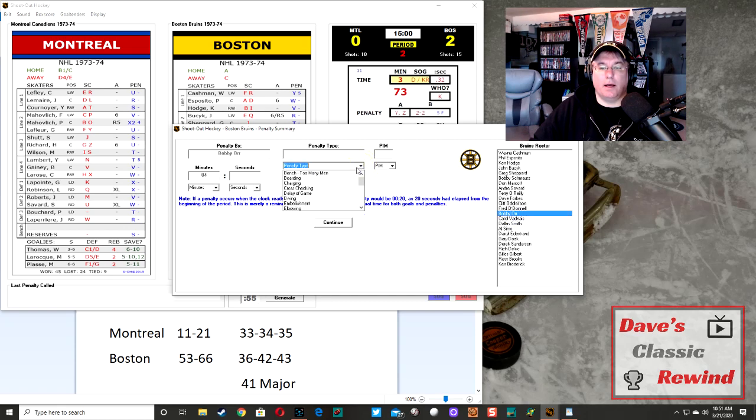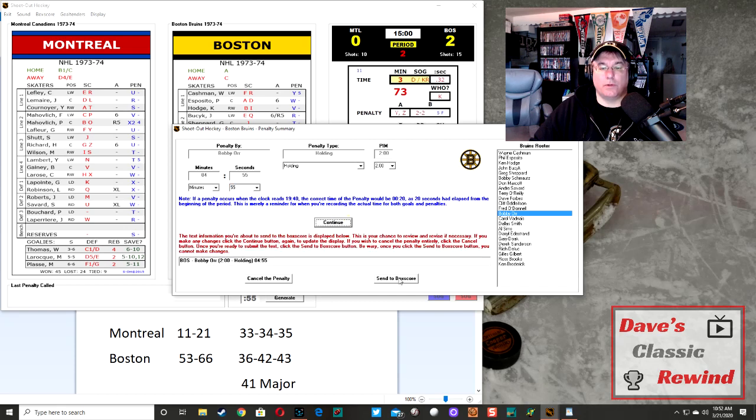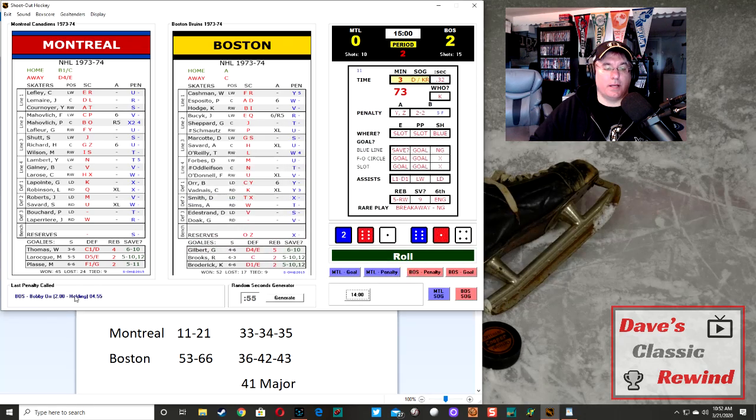Penalty type. Let's just call it a hold. All right. So it's going to be 2 minutes on Orr. 4 minutes. So we said 55 seconds. And we're going to continue. So Orr for holding. And so as you can see, last penalty called over here.